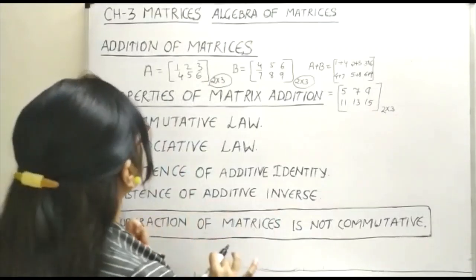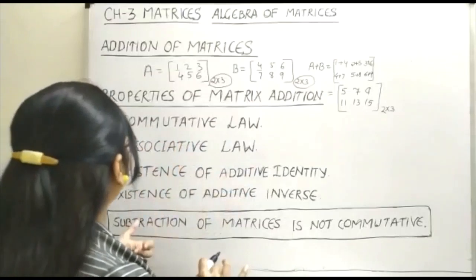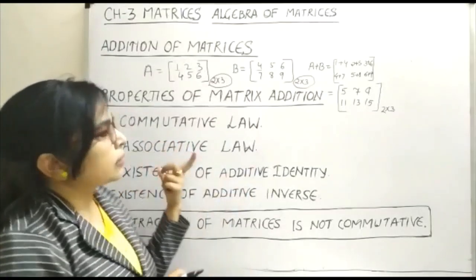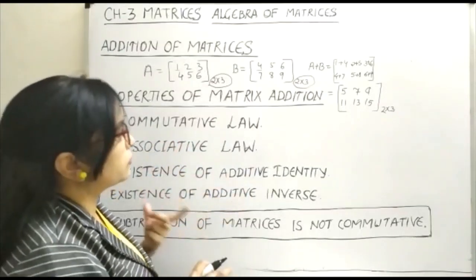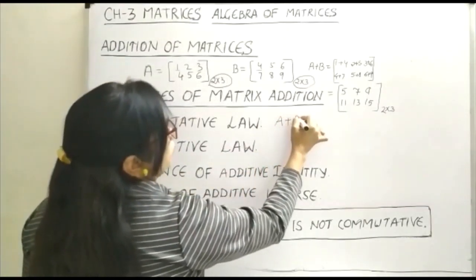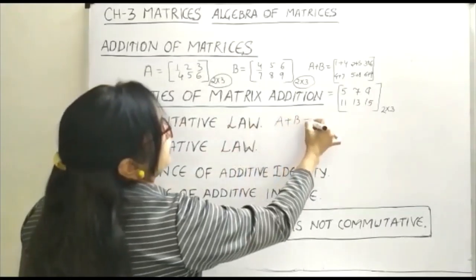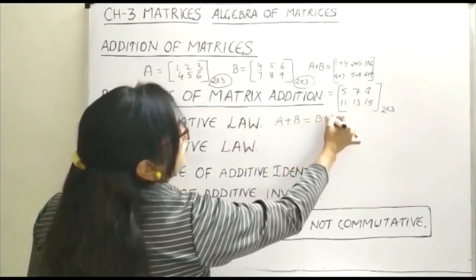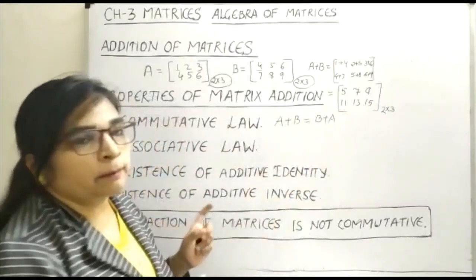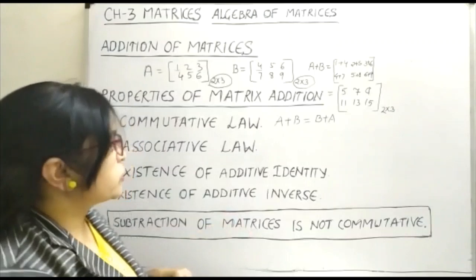So now let us discuss the properties of matrix addition. We have 4 fundamental properties here. Commutative law says that if A and B are matrices of the same order, then A plus B is equal to B plus A. That means they can be added in any order and the result will not change.